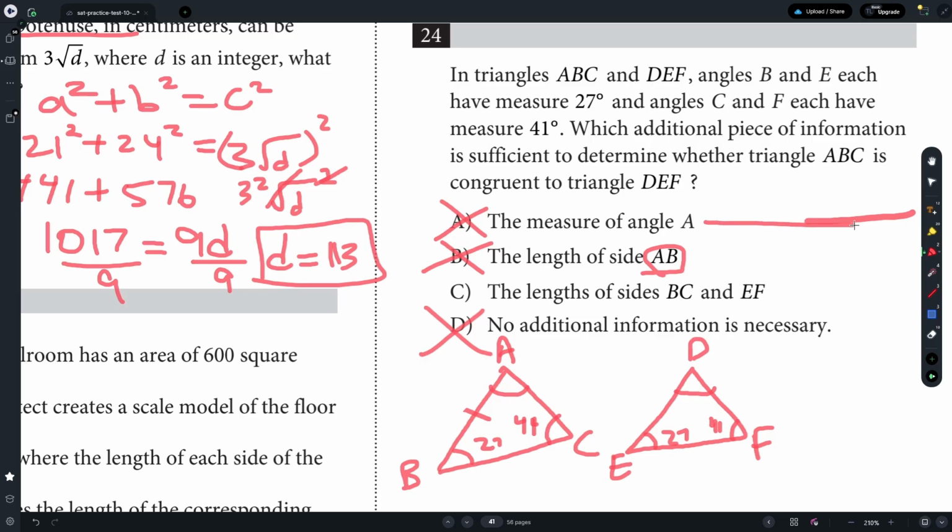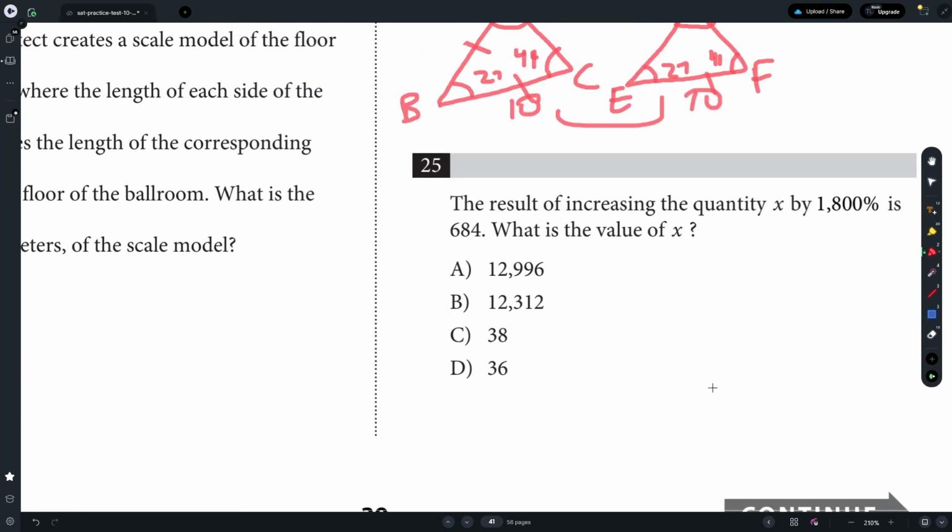Same thing. This is the same as A. And so the answer is C, because of the lengths of sides BC and EF. If they say that BC is 10 and that EF is 10, then that means that they are congruent, because they give you both lengths for the corresponding sides. Therefore, C is the correct answer.